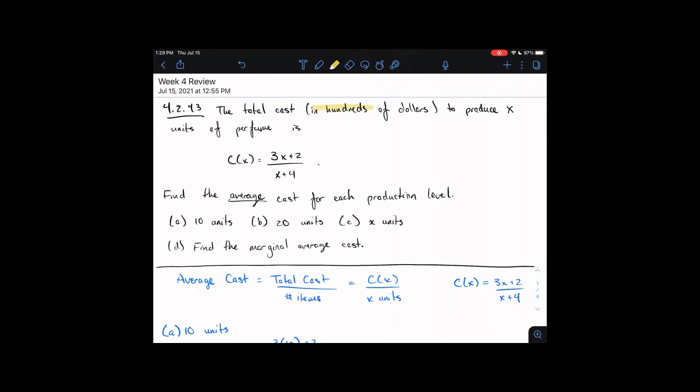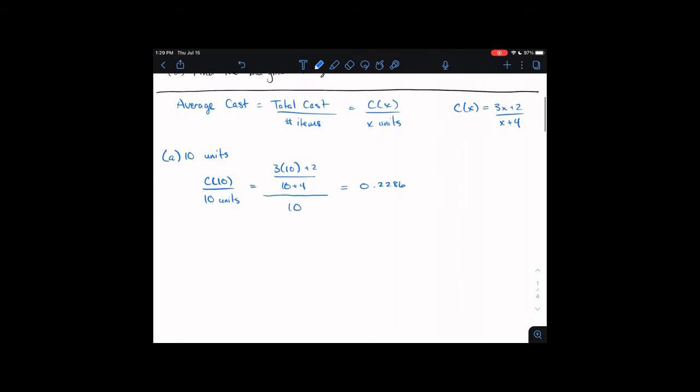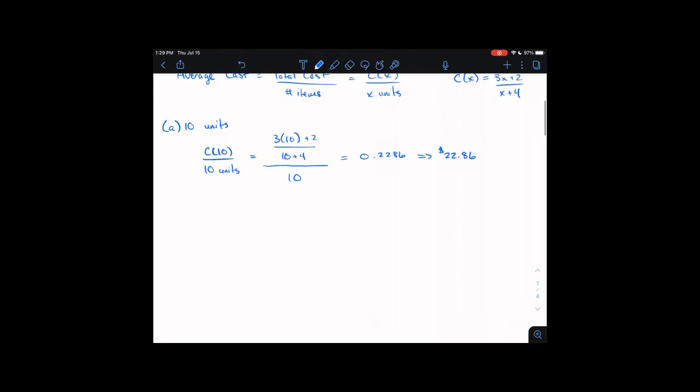And remember that this is a key fact. We are in hundreds of dollars here. So this is an easy way to make a mistake on a problem, is to write the units incorrectly. So if we have 0.2286 hundreds of dollars, this means that we're at $22.86. We can just multiply by 100 to see that.